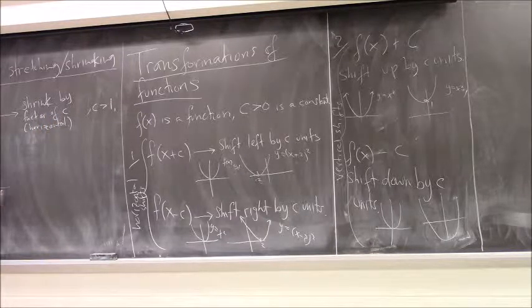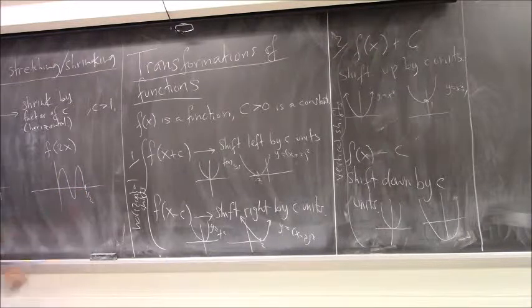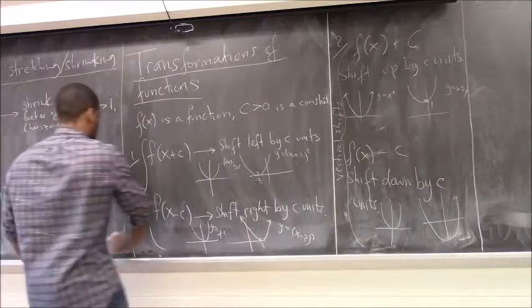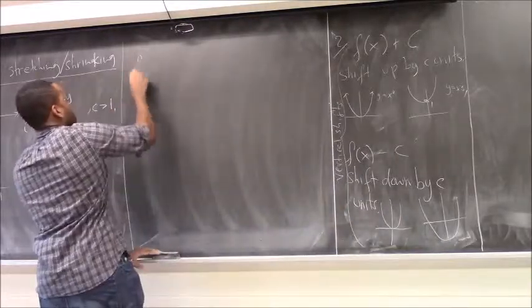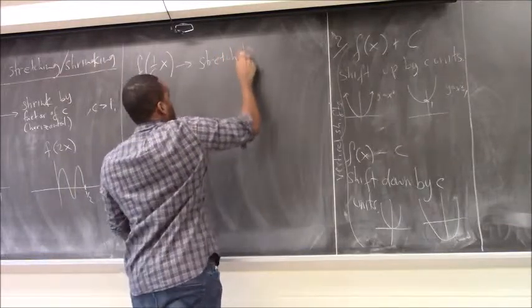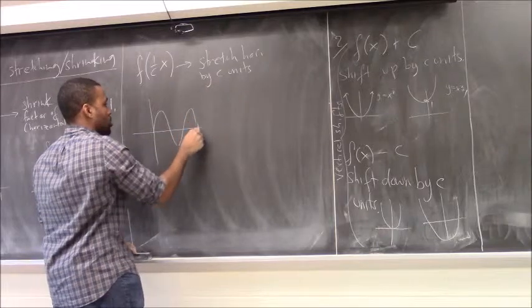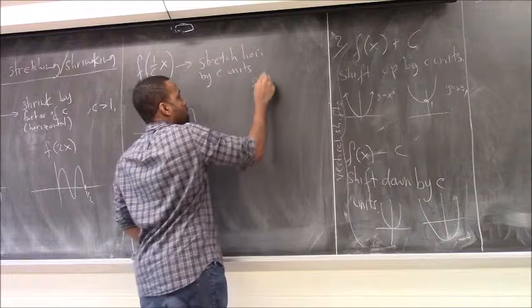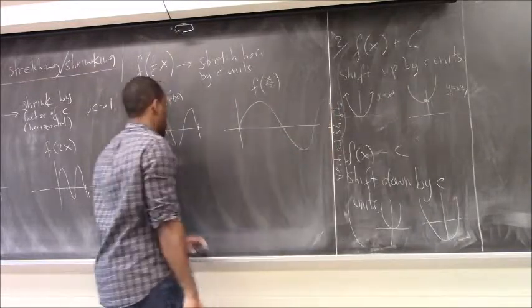So, for example, if your f of x looks like this, and it goes up to 1, and someone asks you what is f of 2x, it's actually going to shrink. It will only go up to a half. Similarly, if you have f of 1 over c times x, that's a stretch. Stretch horizontally by c units. Again, if this is your f, goes up to 1, and someone asks what is f of x over 2, it actually stretches out. It will hit 2 instead of 1.